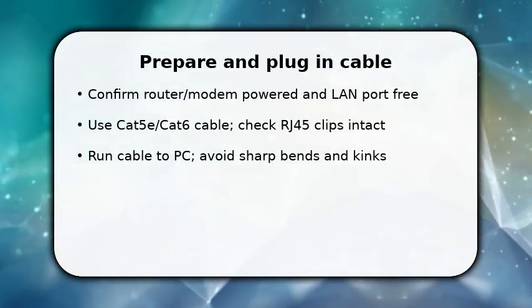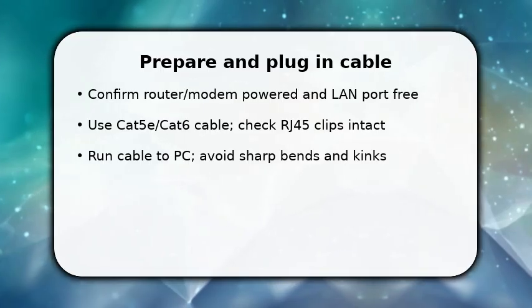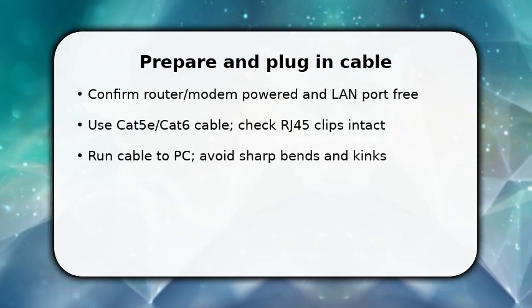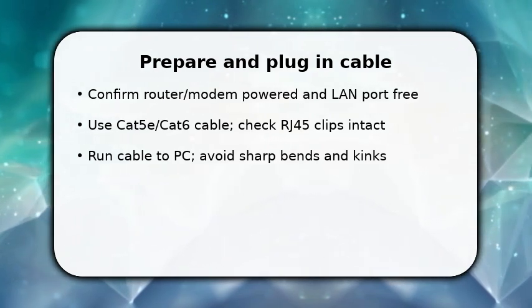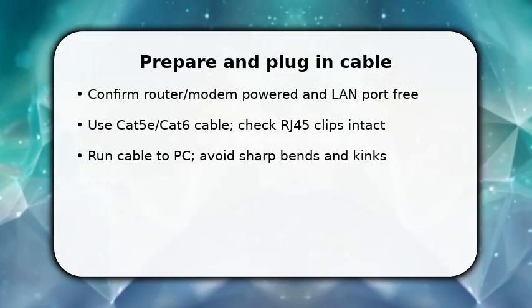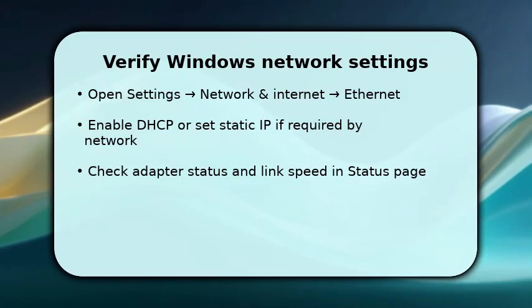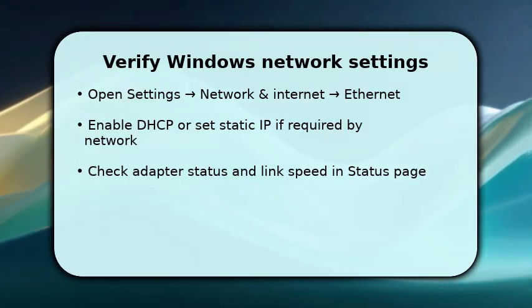Now plug one end into the router's LAN port and the other firmly into the computer's Ethernet jack. You should hear or feel a click. Once the cable is clicked in, switch to Windows 11 and open Settings, then Network and Internet, and select Ethernet so you can verify the connection. Make sure Ethernet shows connected.